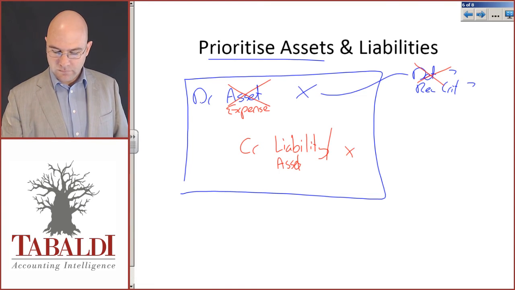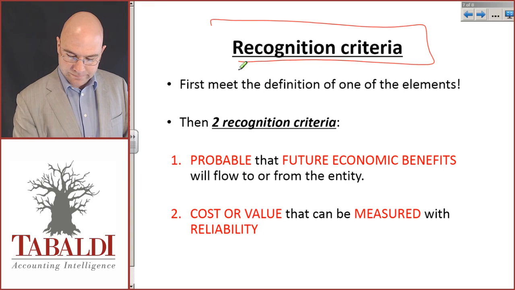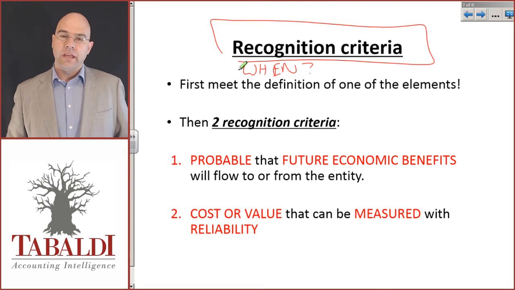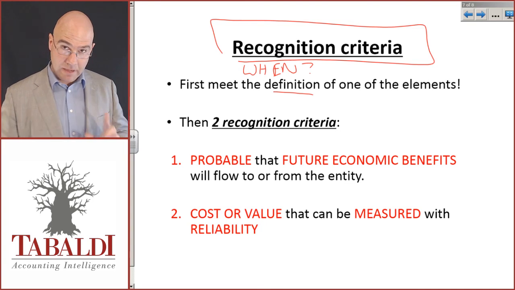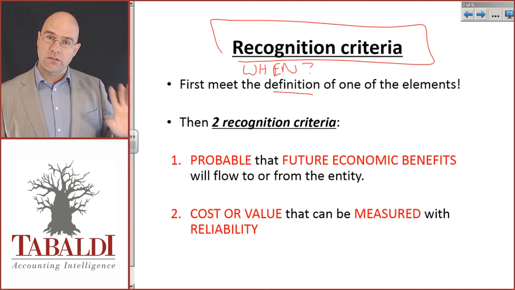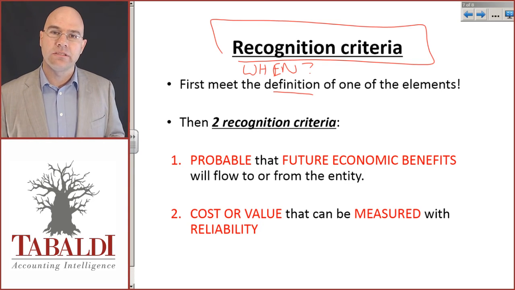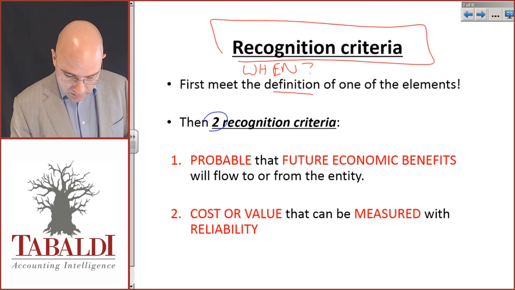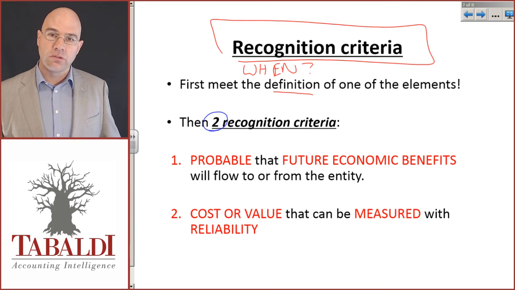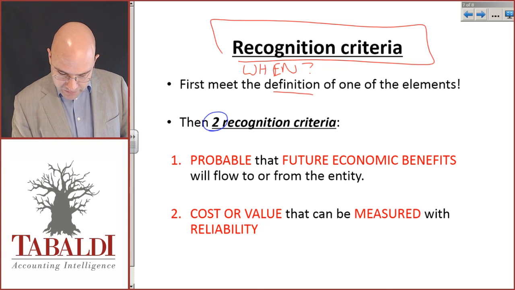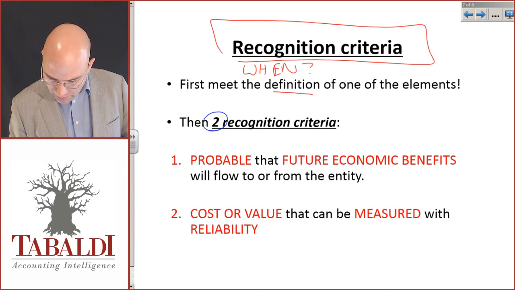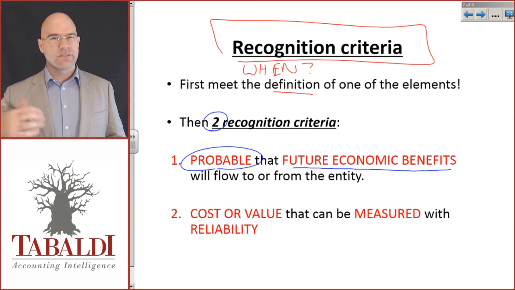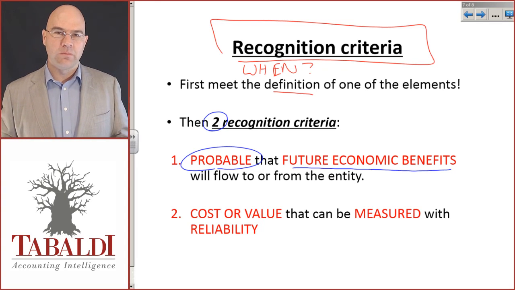Now, these recognition criteria. This is answering when can I recognize that element. First, it must meet the definition. I've made that clear. If it doesn't meet the definition of an asset or liability, etc., you cannot put it into the statement of financial position or any of the other statements. Then, if it does meet the definition, you will look at the two recognition criteria. First of all, it is probable, and probable here means more likely than not. Slightly different for assets and liabilities, but a future problem we'll discuss.